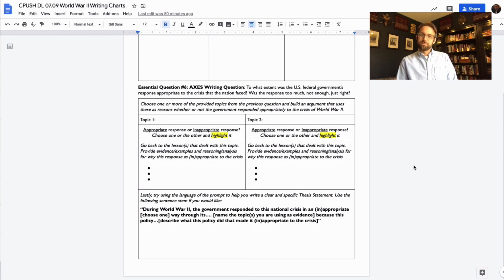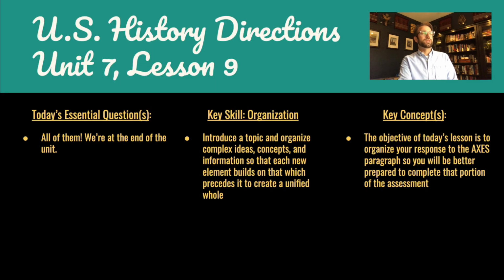All right, that's it. So again, this is just to prepare you for the axes, which we saw in the directions right there. You're organizing things for yourself. You're really working with all of the essential questions, but I highlighted 3 and 6 on this assignment because I feel like it's a nice progression, and you should be better ready for the assessment if you do this.